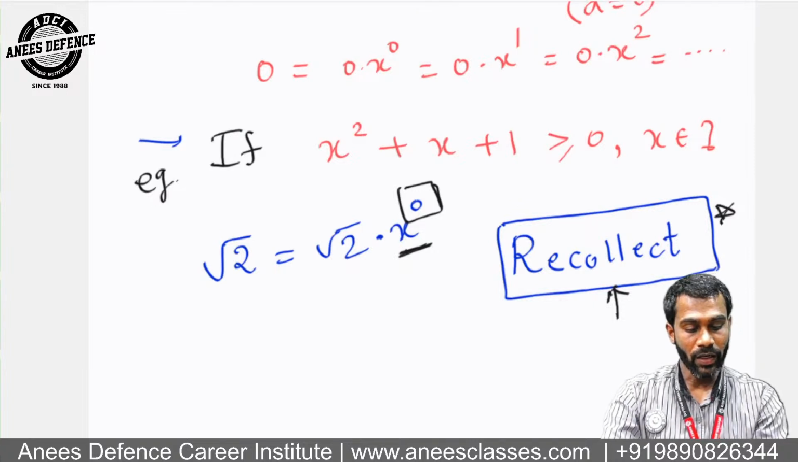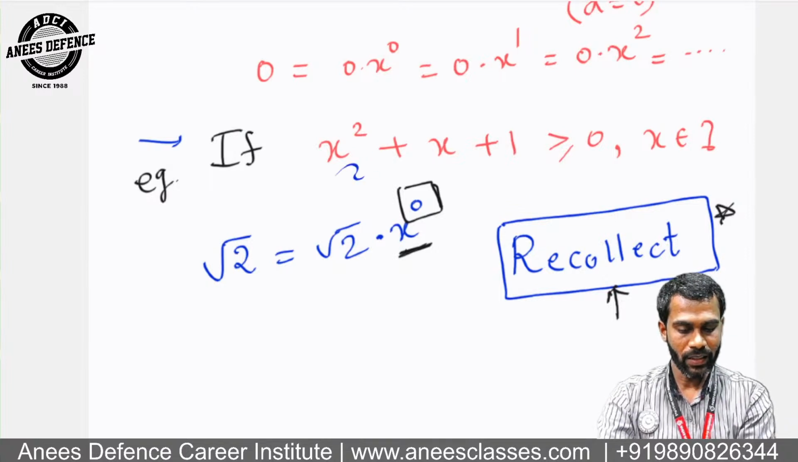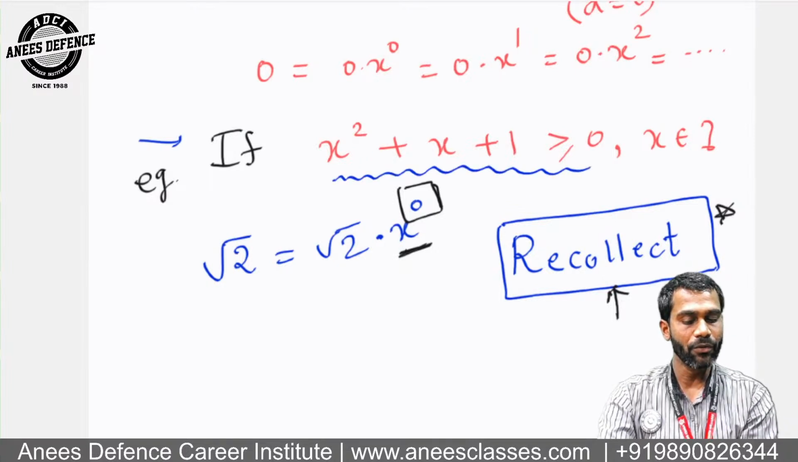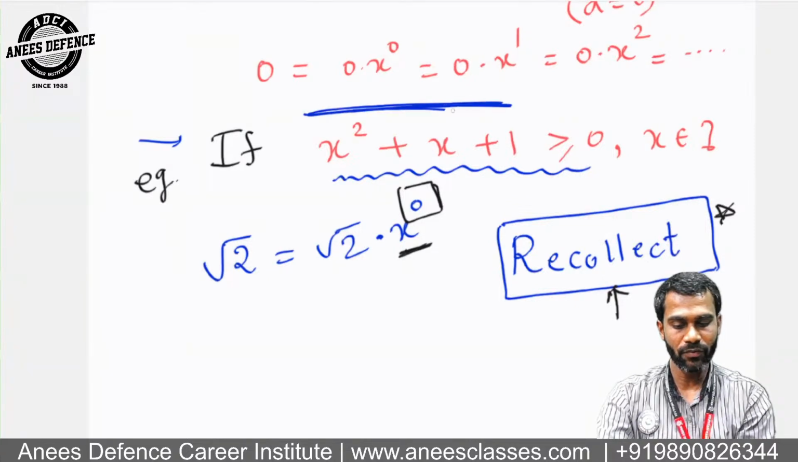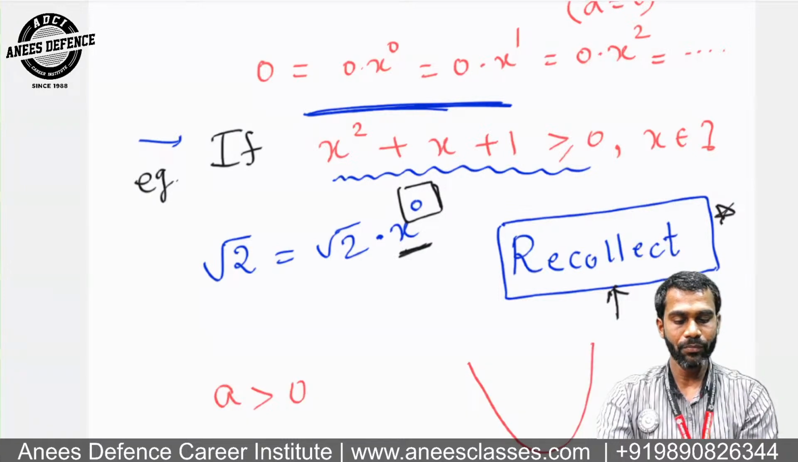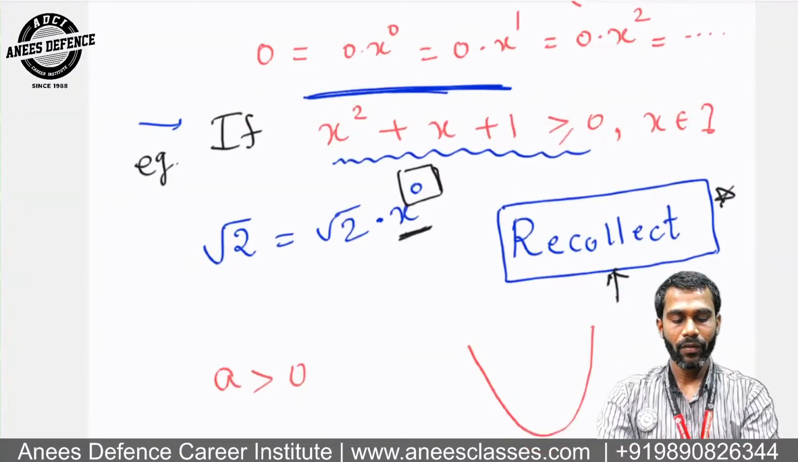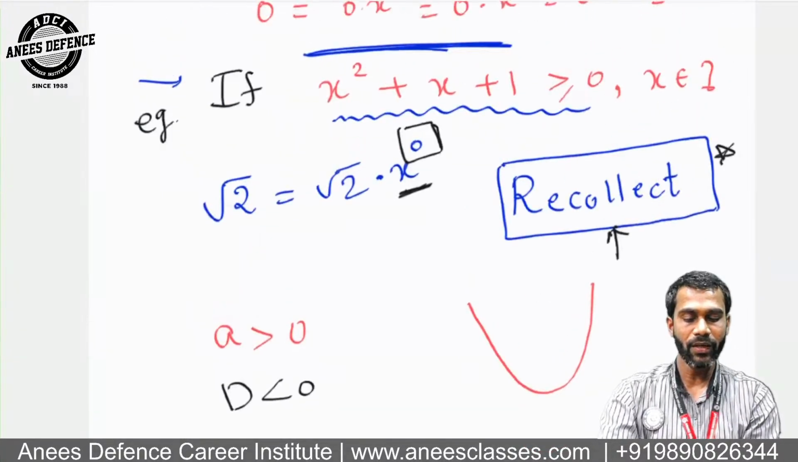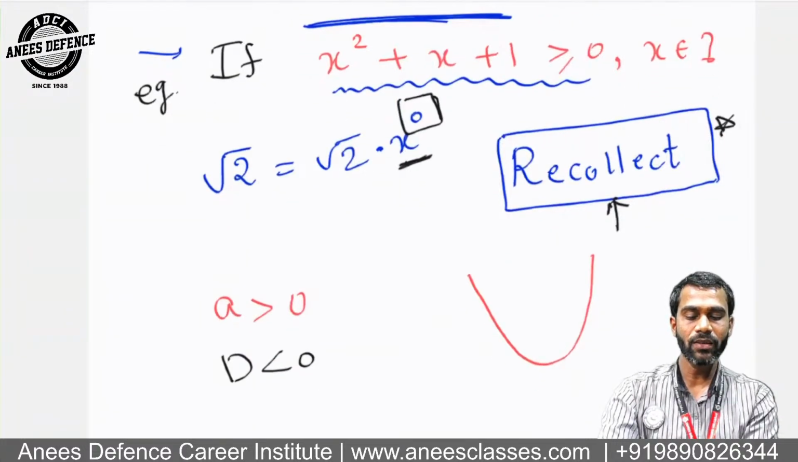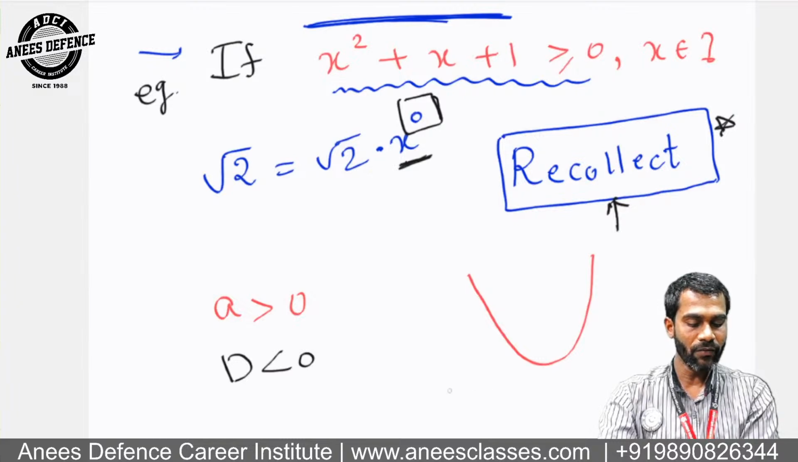Okay. Real numbers. Somebody said real numbers. Very good. See, always remember x square plus x plus 1 greater than or equal to 0. So what is the graph of this particular expression, x square plus x plus 1? Since a is positive, an upward parabola will be there. Yes or no? And now d is also negative. What is d? b square minus 4ac. So b square minus 4ac means 1 minus 4, that is minus 3. So if d is negative, it means there will be no real root.